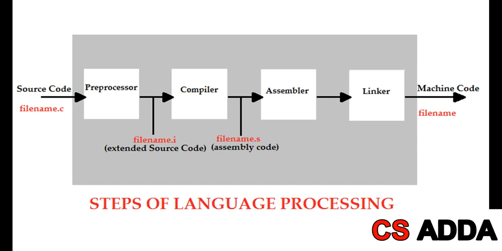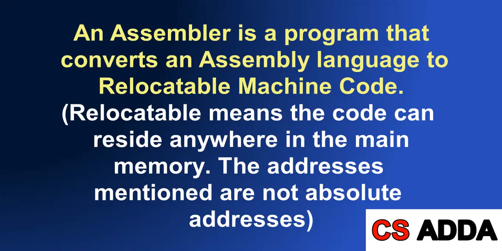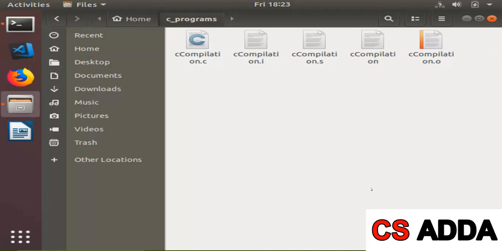Now this assembly code is passed to the assembler. What is an assembler? An assembler is a program that converts an assembly language to machine code. What is machine code? Machine code is a program written in binary or hexadecimal format which the computer can directly respond to. So the file created by the assembler is a .o file. It creates a file of extension .o. So it is an object file, and here it is ccompilation.o.